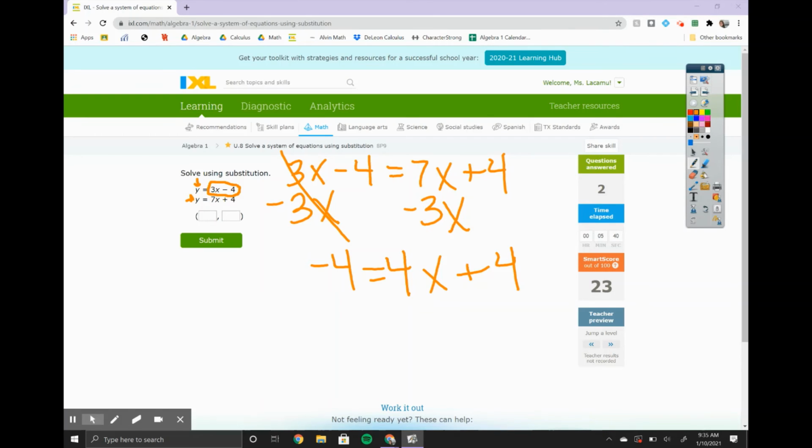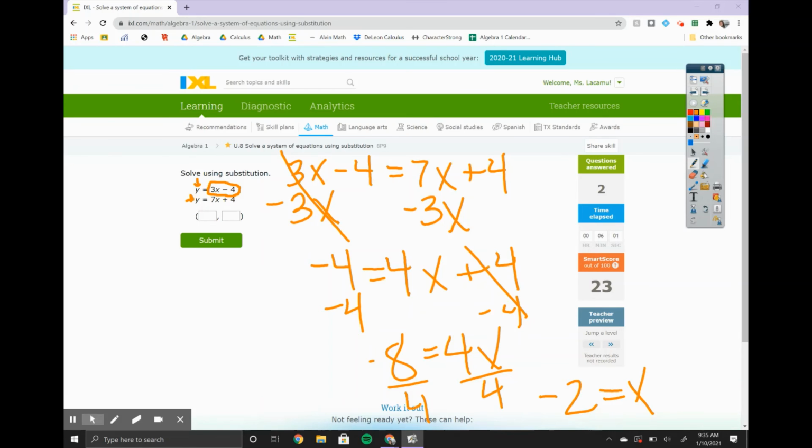All right, then I subtract 4 on both sides. And I get negative 8 equals 4x. Then we just divide by a 4 on both sides. So negative 8 divided by 4, that gives me negative 2 for x. So I can go ahead and put that in our first box here. Negative 2 is x.